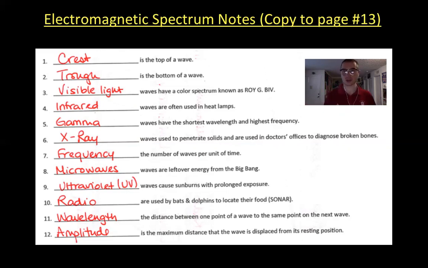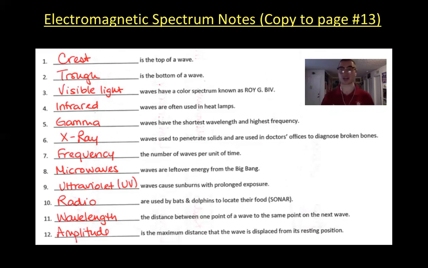Gamma rays, the strongest as we know. Waves that have the shortest wavelength and the highest frequency. X-rays, I know a lot of you guys have heard of X-rays before, used to commonly scan our skeleton for injuries and such, right? So they go through solids in doctor's offices to check for broken bones. Frequency, the number of waves per unit of time. Microwaves, waves that are leftover energy from the Big Bang.